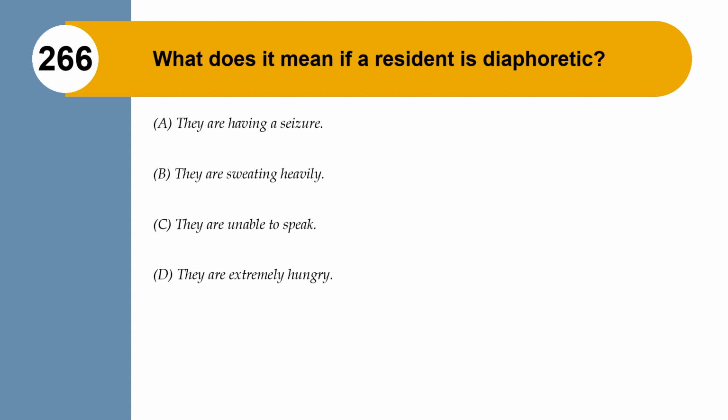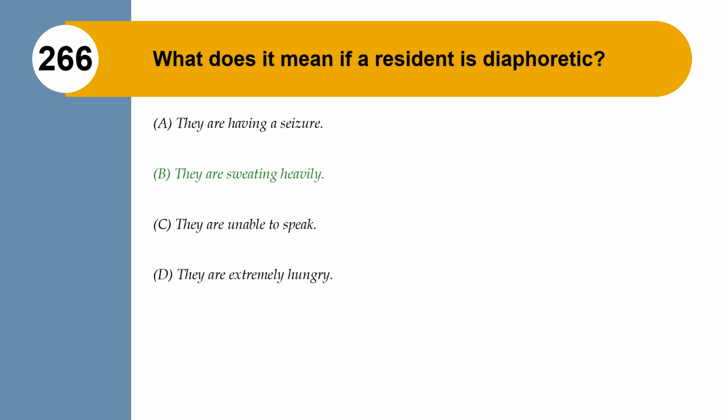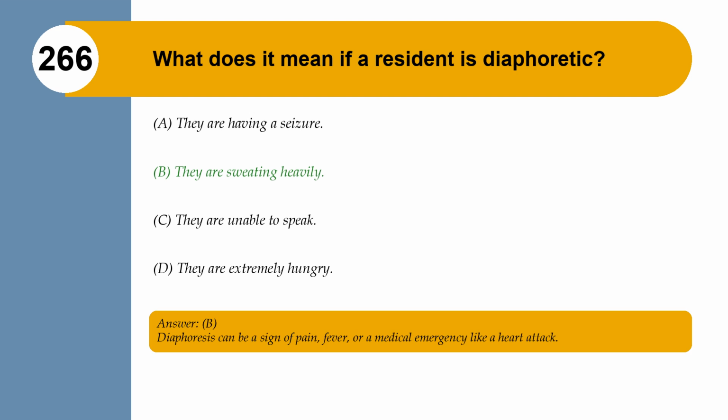Question 266. What does it mean if a resident is diaphoretic? Option A, they are having a seizure. Option B, they are sweating heavily. Option C, they are unable to speak. Option D, they are extremely hungry. The correct answer is option B, they are sweating heavily. Explanation: diaphoresis can be a sign of pain, fever, or a medical emergency like a heart attack.